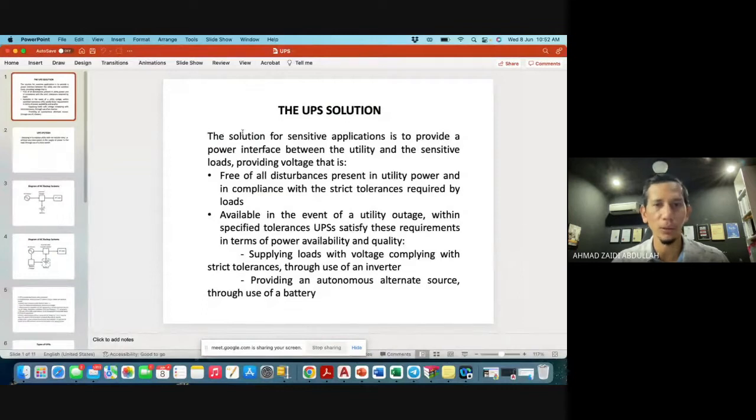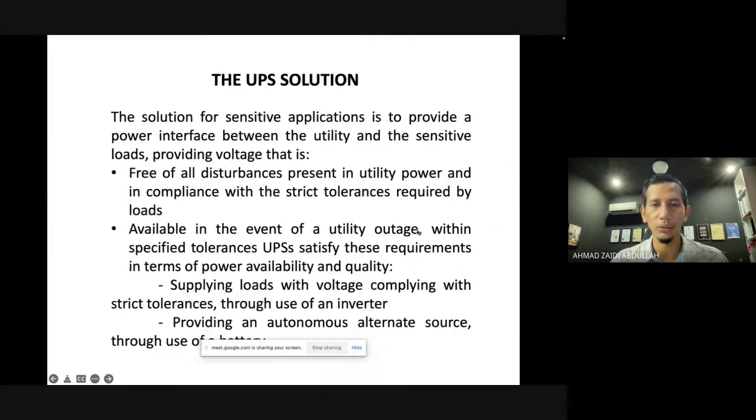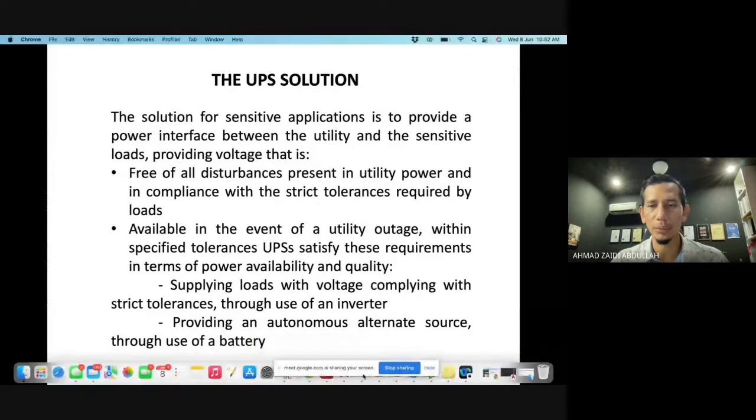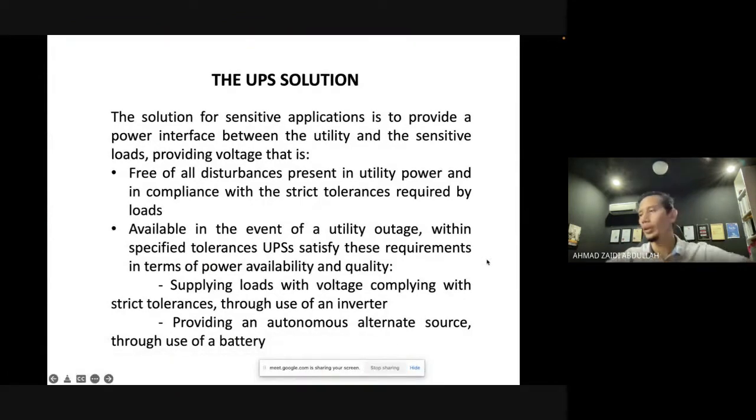I will try to cover a little bit on this topic because the class which Mr. Nizam is using this slide. I try to standardize, make it the same as the class. So the UPS solution should be the same as whatever I already explained, but I will try to cover it.